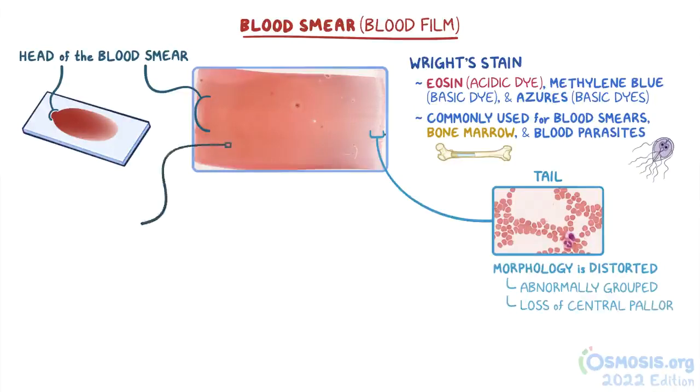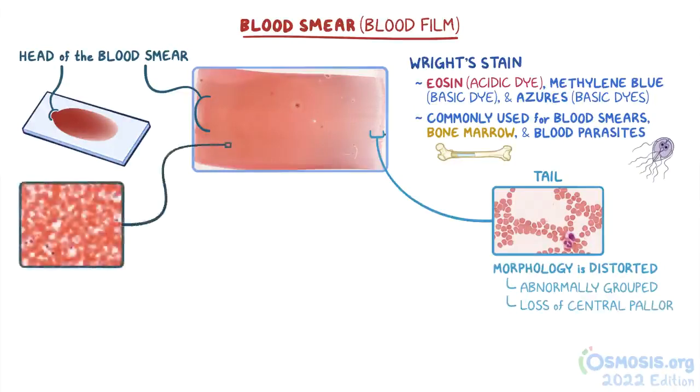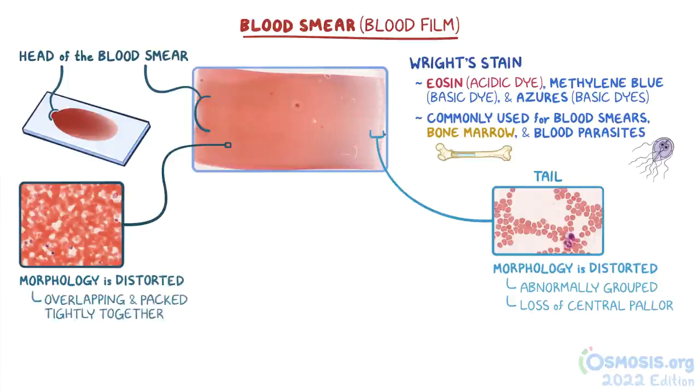If we take a closer look at the blood smear on the left side, there are a lot more cells, but their morphology is also distorted. In this image, we can see that the cells are overlapping and packed so tightly together that it's hard to differentiate the individual cells from each other.